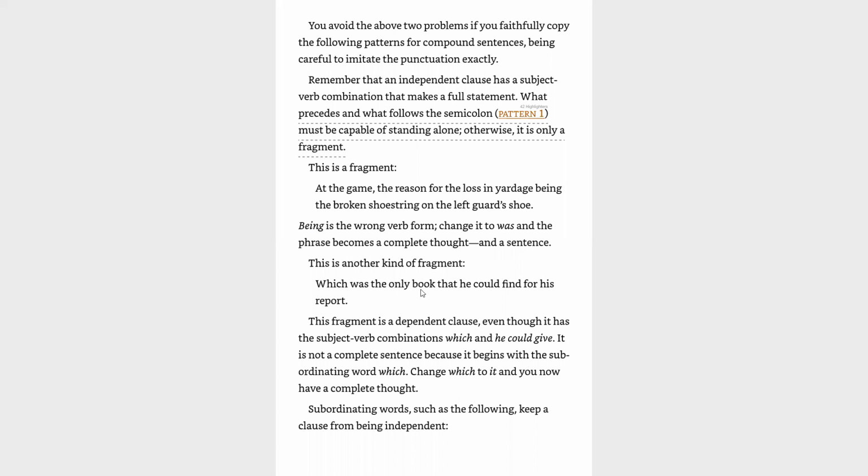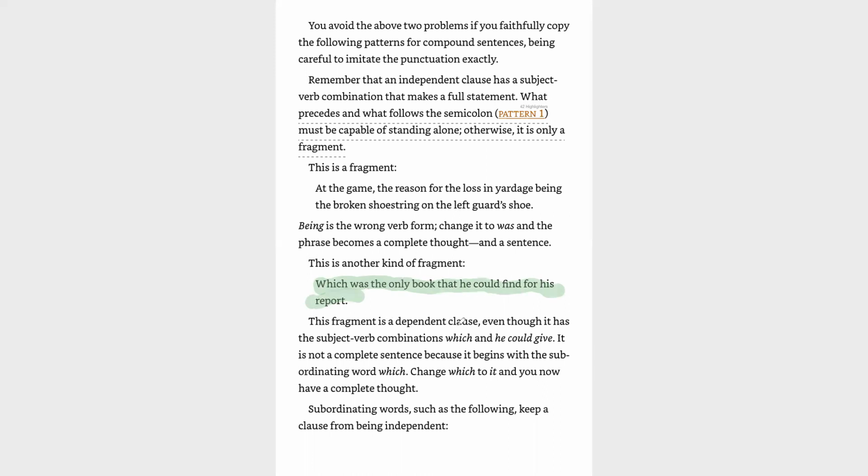Which was the only book that he couldn't find for his report. So what is this? Which was the only book. This whole thing, which you're going to learn shortly, is an adjective clause. Which was the only book that he could find for his report. Okay, this is actually 2 adjective clauses. Which was the only book, first one, that he could find for his report, second one, put together. But it's not a complete thought because it's a dependent clause. It doesn't have an independent clause, and so it's a fragment.